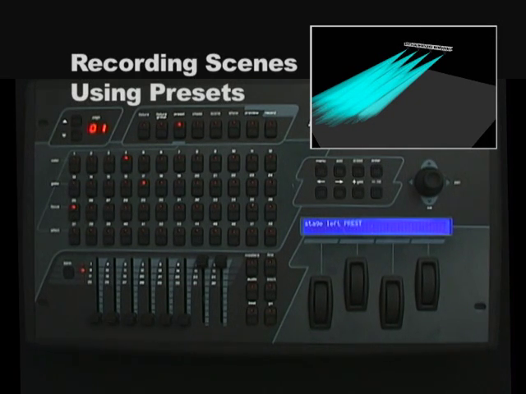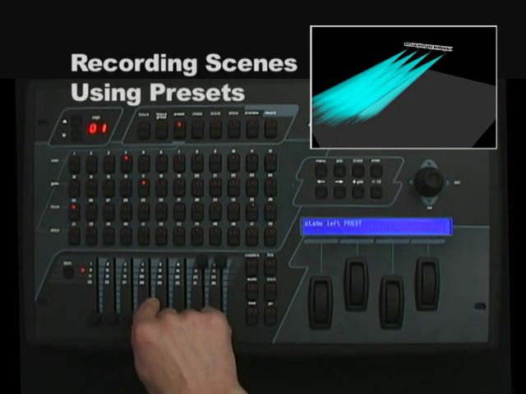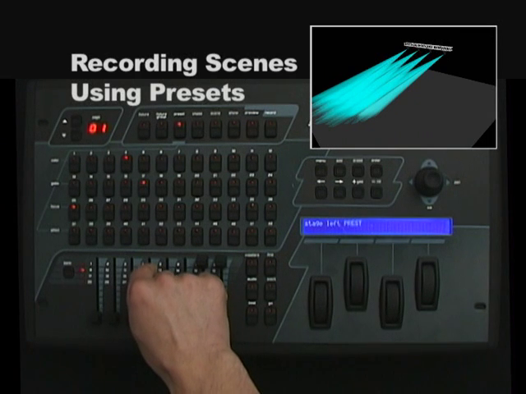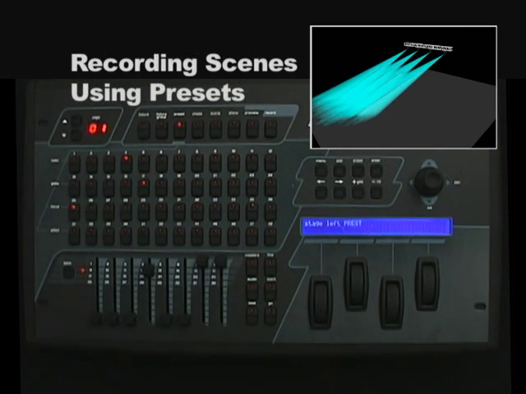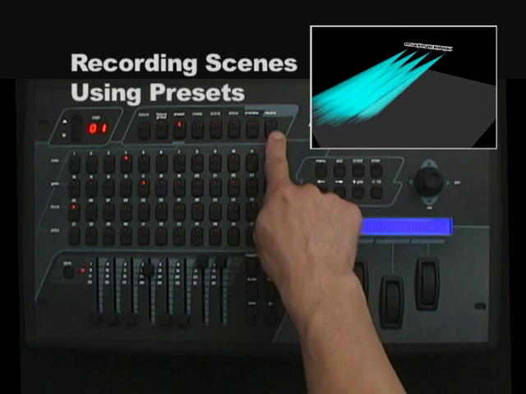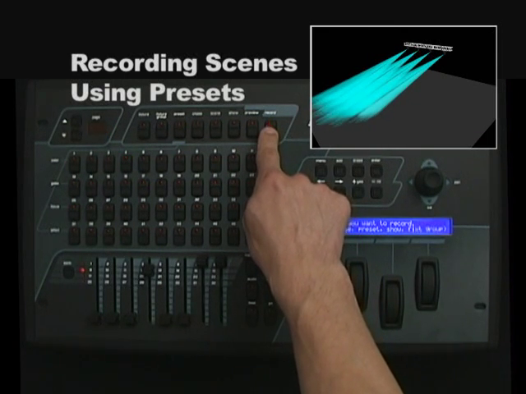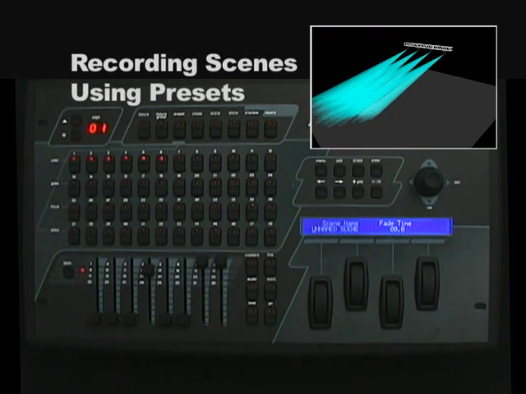You can store the scene as is or make modifications to it at this time using the channel faders. I'll add rotation to the existing scene. To store this as a scene, press record, scene, then name the scene. I'll use my external keyboard to name it.